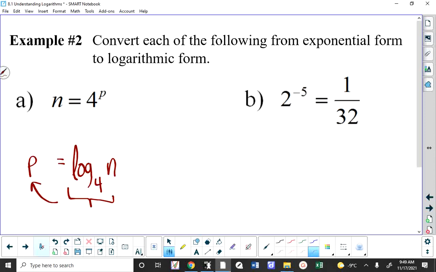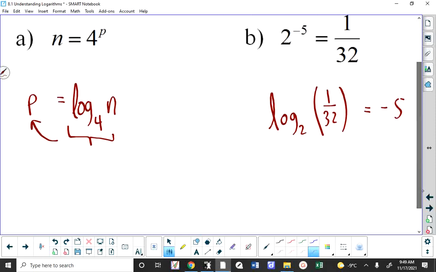This would be log base 2 of 1/32, and it's equal to -5. Now be careful here. I told you you cannot take the logarithm of a negative, and that's true. But that doesn't mean a logarithm can't be negative. Why is this true? Because 2 raised to the -5 would give you 1/32. Whenever you take the logarithm of an argument that's smaller than 1, you're going to get a negative number.